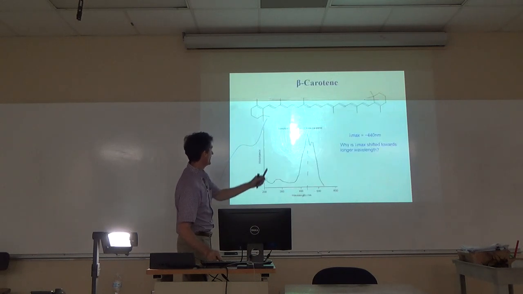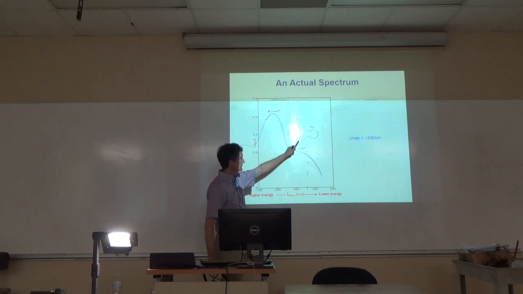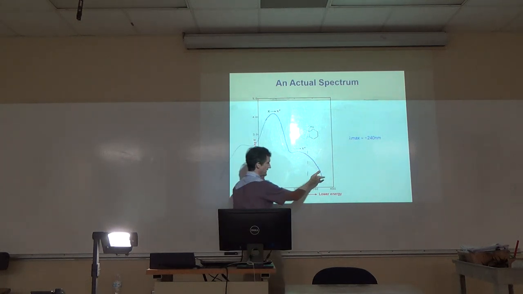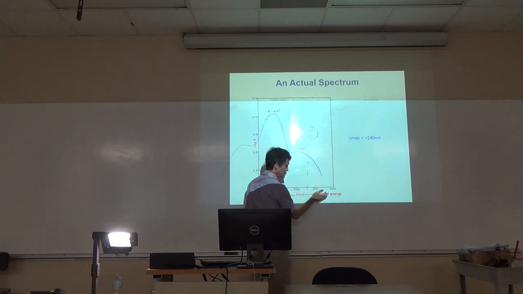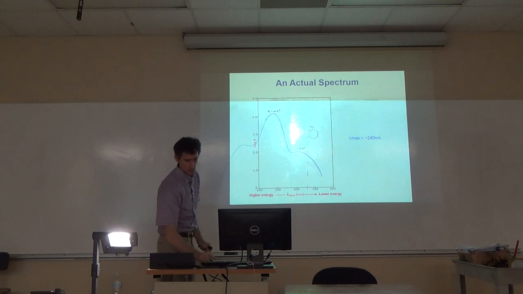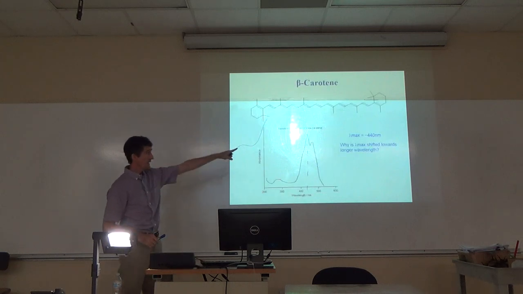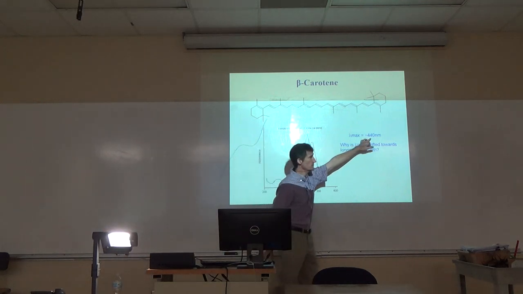Okay, beta carotene. By the way, the previous compound: does this compound absorb in the visible? No. It's kind of cut off here, almost like this is the end. Visible starts at 400. Doesn't look like it absorbs in the visible. What about beta carotene? Does it absorb in the visible? Yes. The lambda max is 440. The maximum absorbance is in the visible.